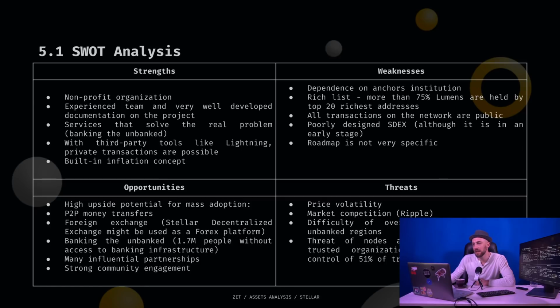Okay, so the rich list: more than 75 lumens are held by the top 20 rich list addresses, but I think in future this risk will be mitigated because they're interested in decentralizing the network as much as possible. All transactions of the network are public, purely designed SDX. So I believe it is a decentralized exchange, although it is in an early stage. Roadmap is not very specific.